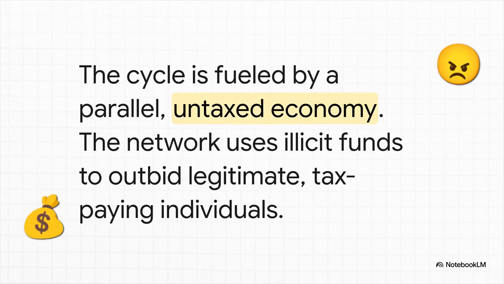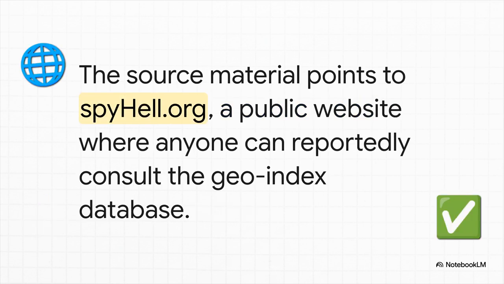And what really pours gasoline on this fire, the source argues, is that this whole cycle is supercharged by a parallel, untaxed economy. It claims the network is using illicit funds to outbid regular, tax-paying folks for land, creating a game that ordinary people just can't win. And hey, just to bring this back to the data we were talking about earlier, the source material points to a public website, spyhell.org, as a place where anyone can supposedly go and consult the GeoIndex database for themselves.